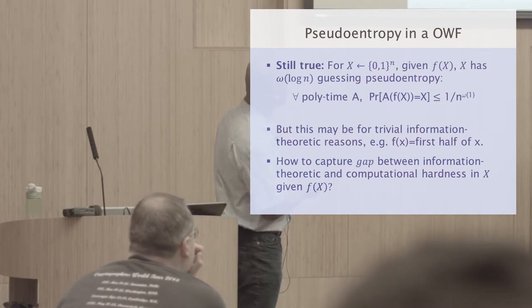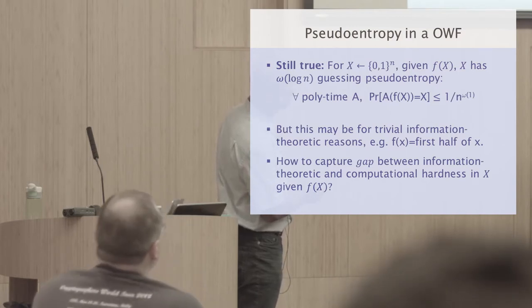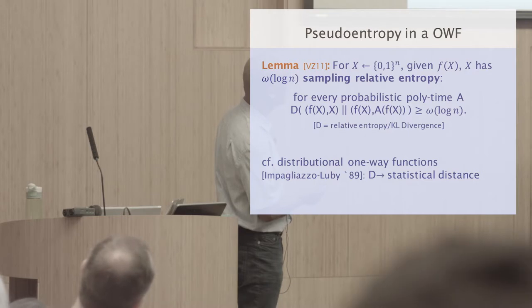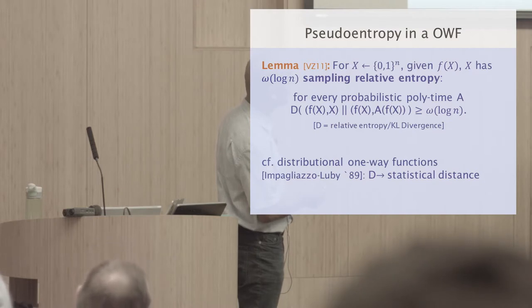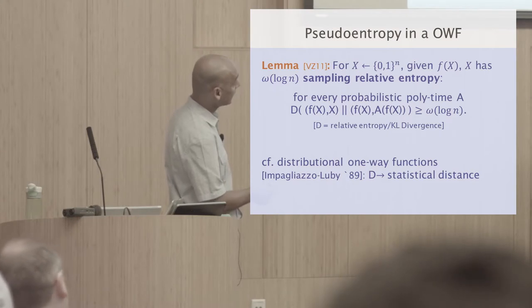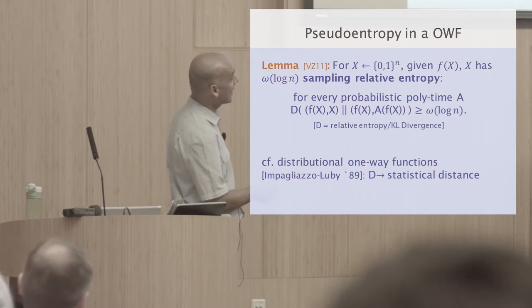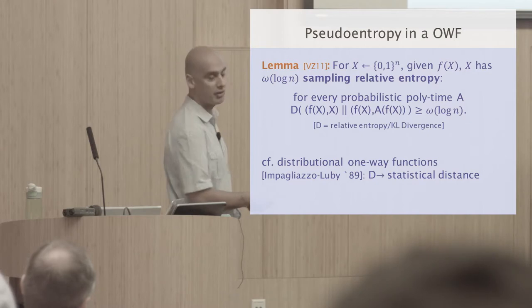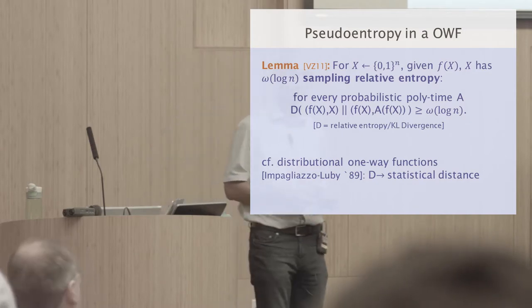So that is, if this sampling relative entropy is at least k of x given z, that means any efficient algorithm, when it tries to get the distribution of x given z, will not succeed. Its divergence from the right distribution will be at least k. That will be the case if and only if x is indistinguishable from a random variable whose entropy given z is at least k bits larger than the actual entropy of x given z.